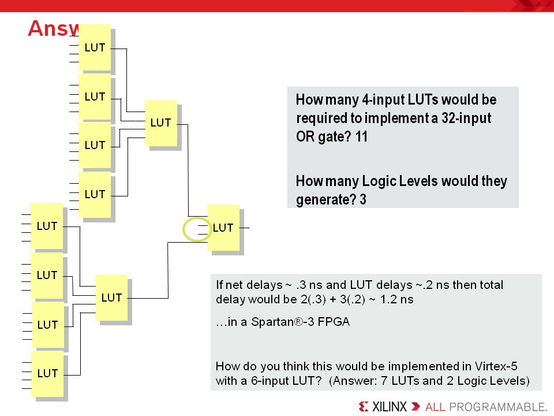Finally, take this circuit to the next level. How do you think it would be implemented in a Virtex 5 device with a 6-input LUT? So once you draw it out, you should use 7 LUTs and 2 logic levels. Do you think it would be faster? Certainly it would. Not only because the technology of Virtex 5 is faster than Spartan 3, but because this circuit would only use 2 logic levels. That's the key.